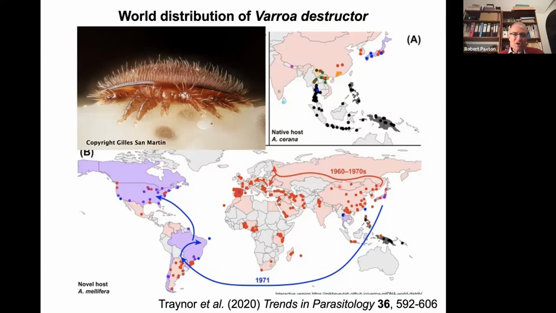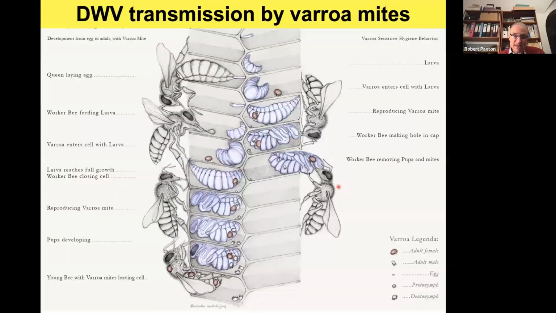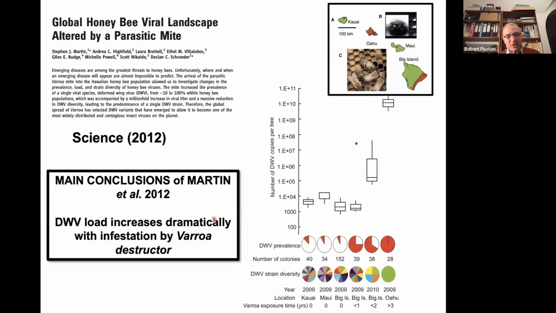The varroa mite transmits viruses, in particular deformed wing virus, when it's feeding on pupae, like here, where it's breeding, or when it's feeding on adults in winter, when it's overwintering with the adult bees in the winter cluster. And now this is research not from my group, this is from Stephen Martin and his group.